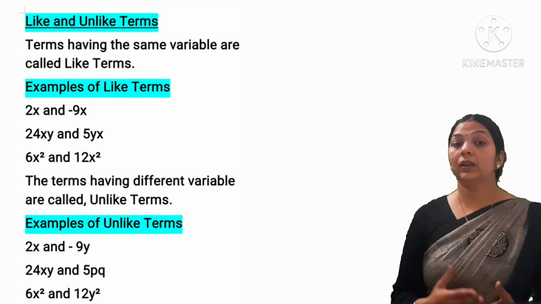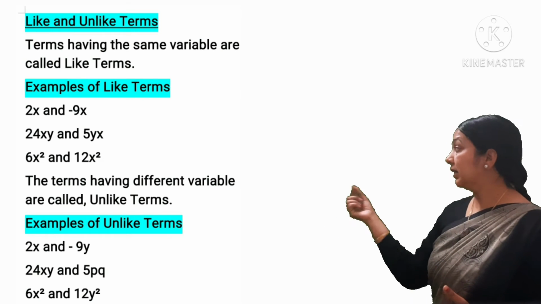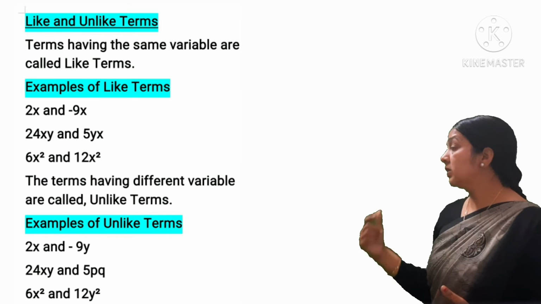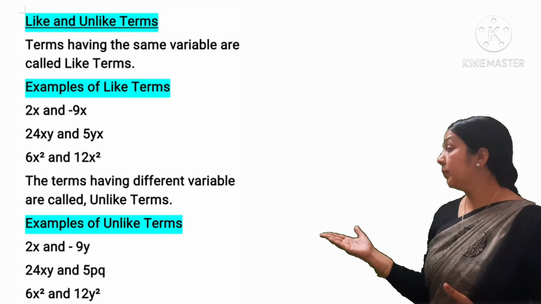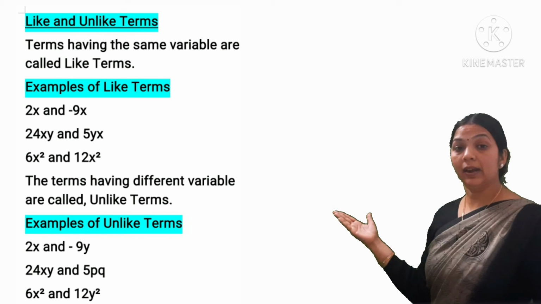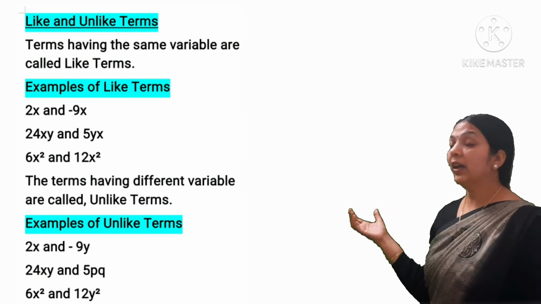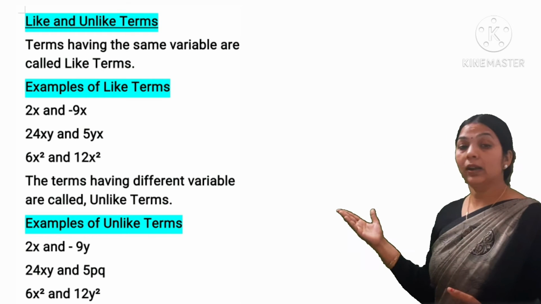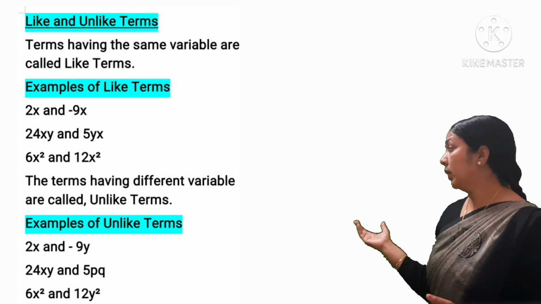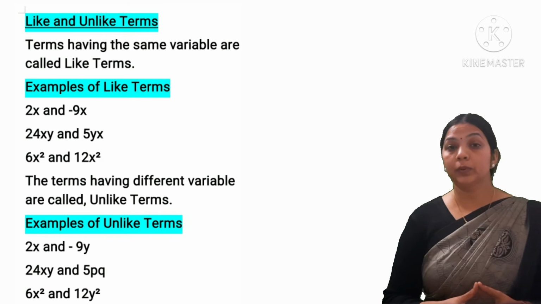So for example, like terms 2x and minus 9x, because the variable x in both the terms is the same, that's why these are like terms. Another example we can see is 24xy and 5xy. Both of these have xy as the variable, so these are also like terms. Or 6x square and 12x square, these both are also like terms. So these are the examples of like terms.